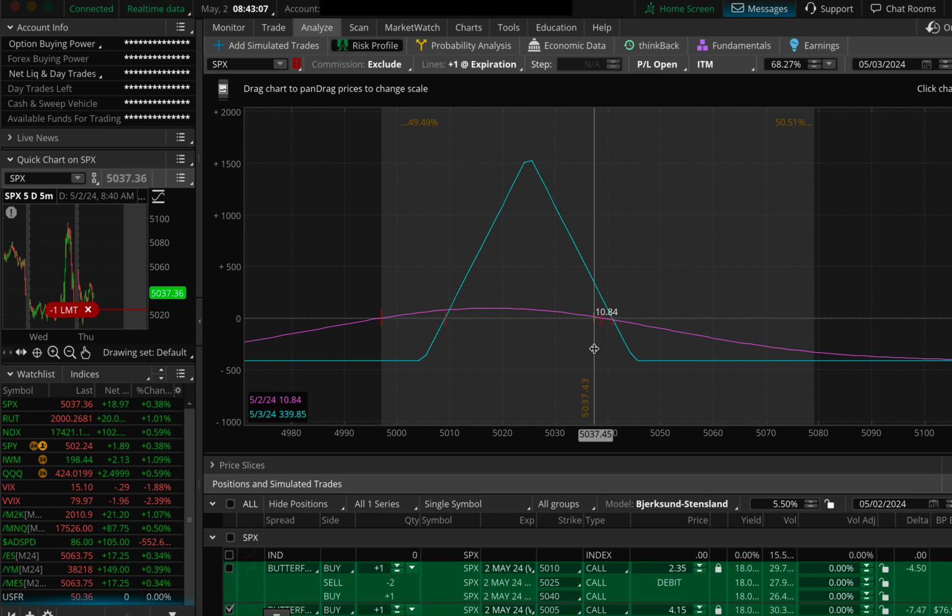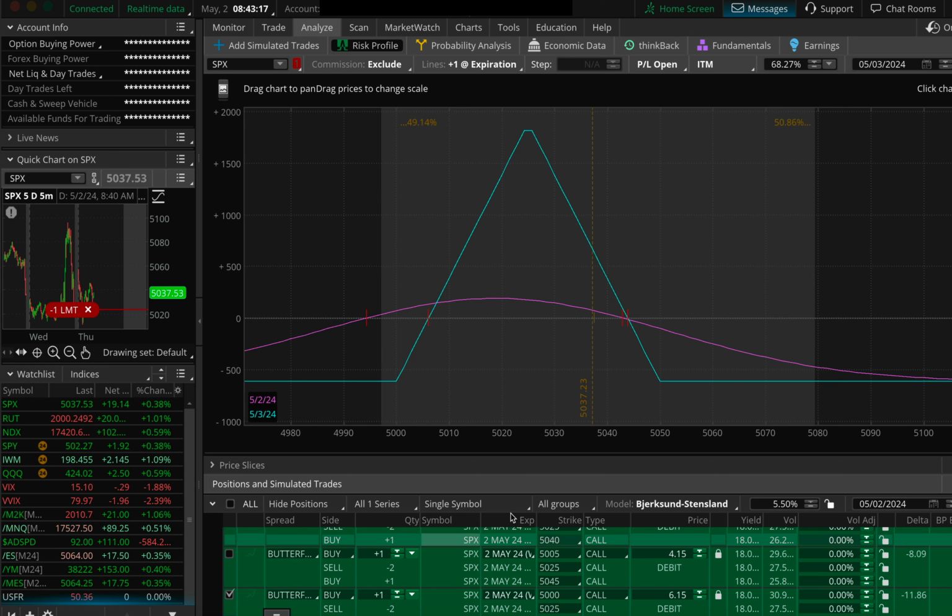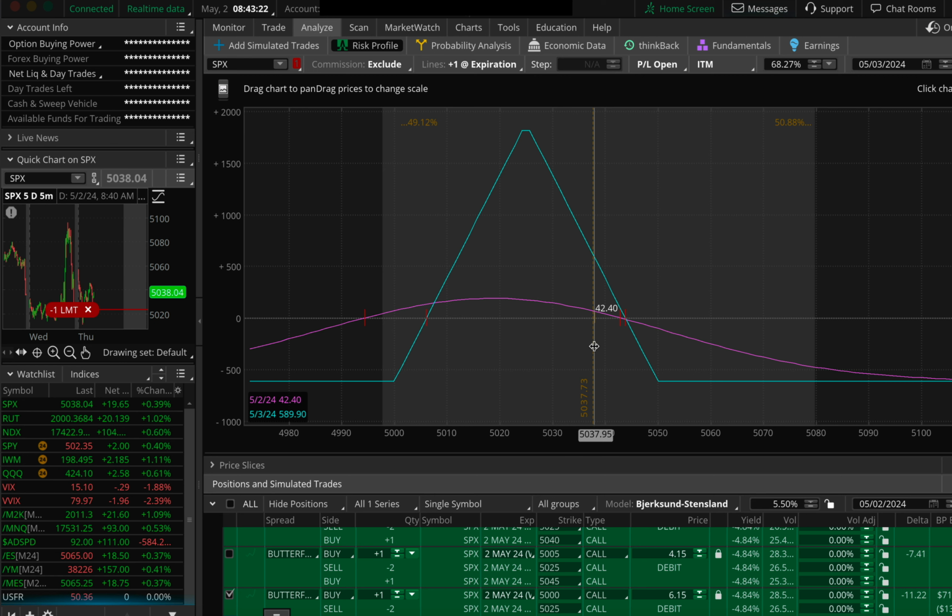Here's our 20-point wide. We're inside the tent, and this is showing a profit of about 10 bucks. And then our 25-pointer. Here's our 25-point butterfly. This one's showing a profit of 70-ish. Say 50-ish, maybe 50 bucks.